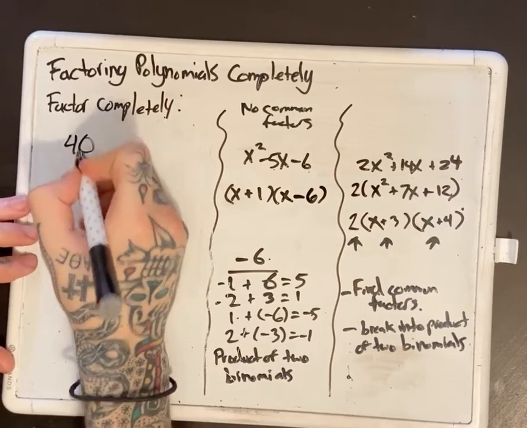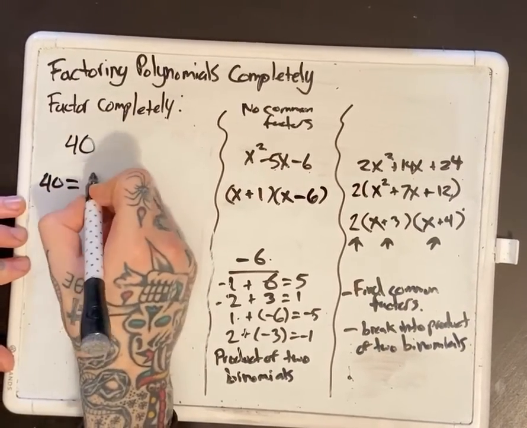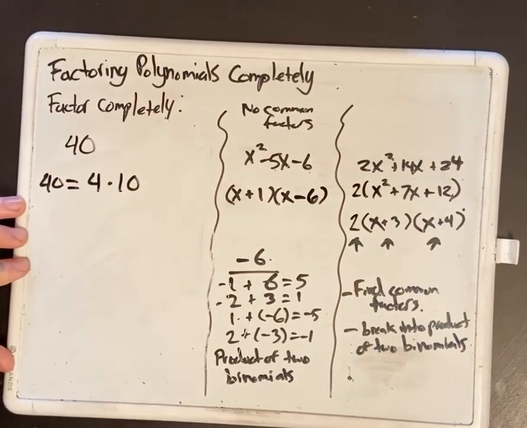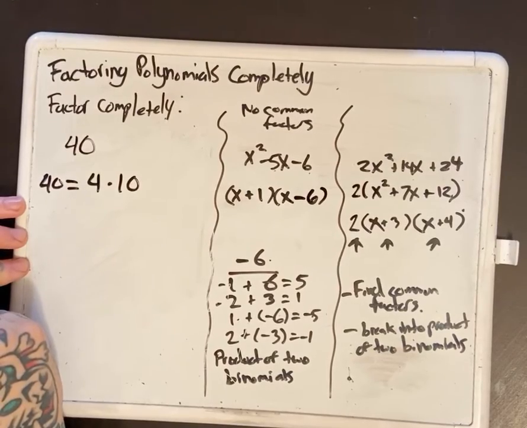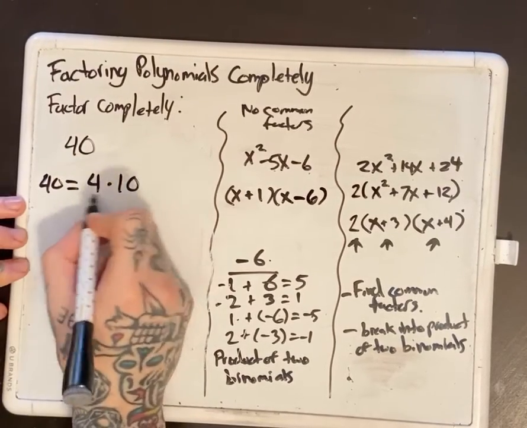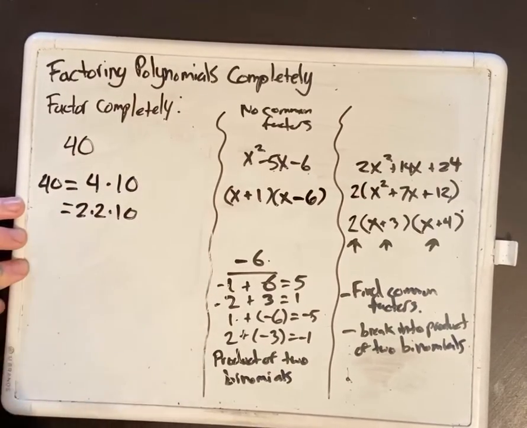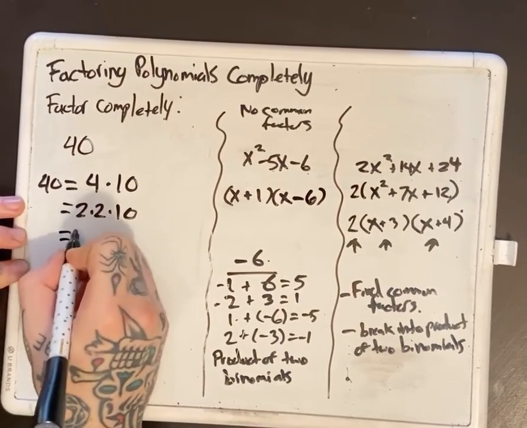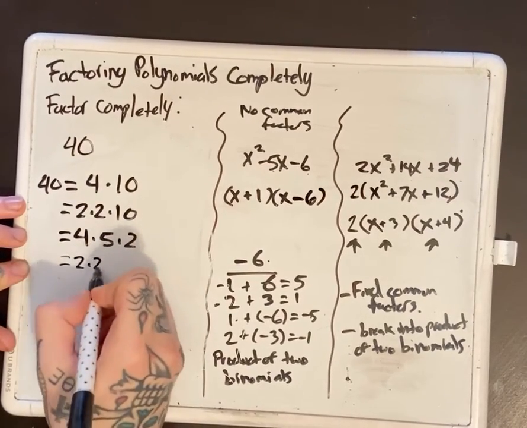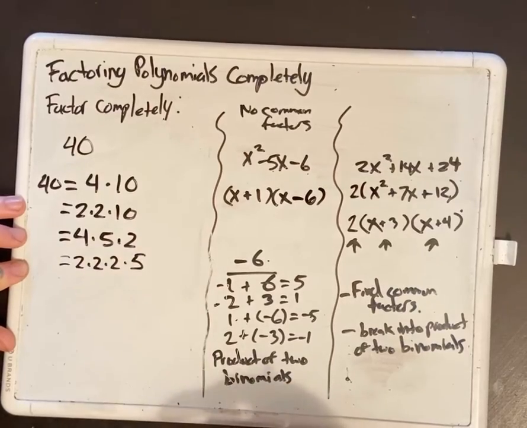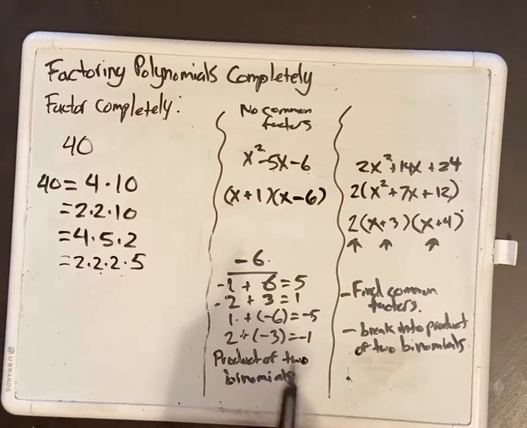If I was asked to factor 40, and I factored 40 into 4 times 10, is this factored completely? No, because both of those can be factored more. This can become 2 times 2 times 10, or it can become 4 times 5 times 2, or it can even become 2 times 2 times 2 times 5, okay? And so we have to keep factoring down.